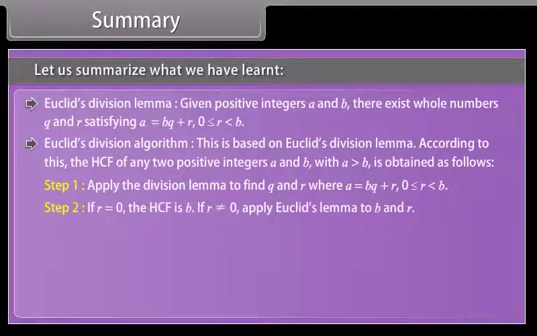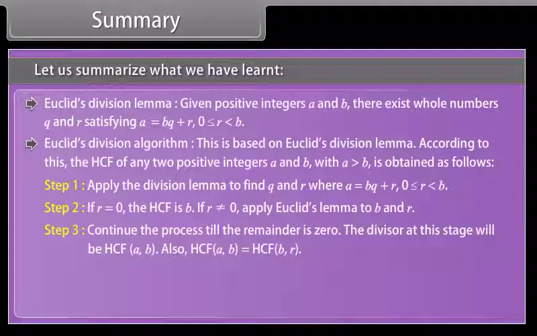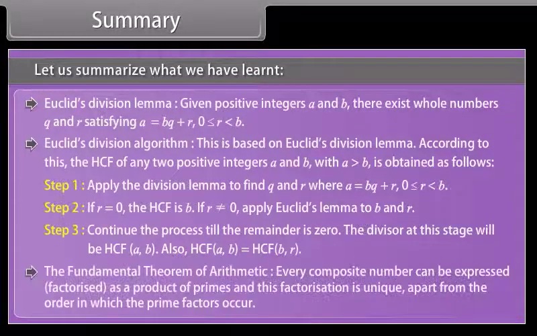2. If r = 0, the HCF is b. If r is not equal to 0, apply Euclid's lemma to b and r. 3. Continue the process till the remainder is 0. The divisor at this stage will be HCF(a, b). Also, HCF(a, b) = HCF(b, r). The fundamental theorem of arithmetic: every composite number can be expressed (factorized) as a product of primes, and this factorization is unique, apart from the order in which the prime factors occur.